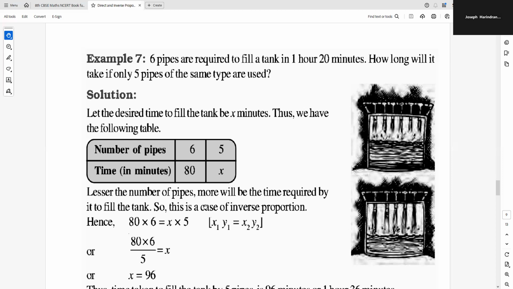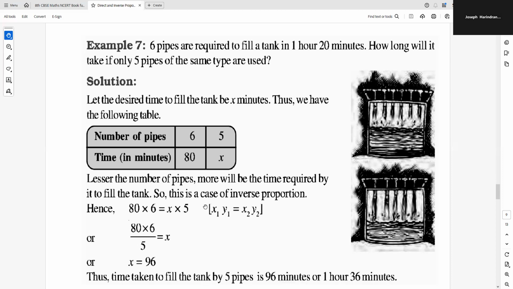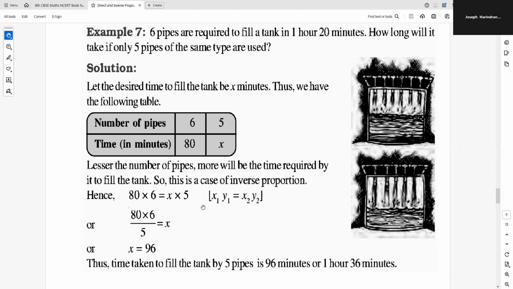Therefore, x is equal to 80 into 6 by 5. We cancel that 5 with the 80 as 16 and get the answer as x is equal to 96, which means 96 minutes. Or we can convert this back to hours and minutes. 60 minutes is 1 hour. The remaining 36 minutes, we can write this as 60 plus 36, isn't it? So 60 is 1 hour. So 1 hour, 36 minutes.